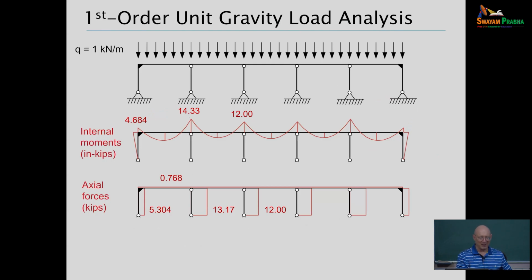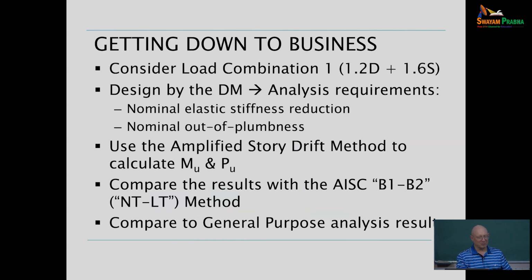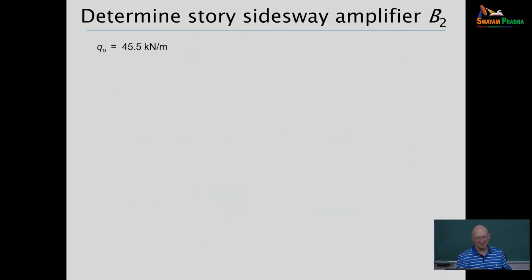So we'll need to glance back here at some of the things we're going to do in a minute for the bookkeeping. All right, so let's analyze load combination 1. It's 1.2 dead plus 1.6 snow. We want to look at checking our design by the direct analysis method. We'll use the amplified story drift method and the B1, B2, or NTLT method that I showed you earlier, and we'll compare to general purpose analysis results. All right, so if we're going to use an amplified first order analysis, we need B2.